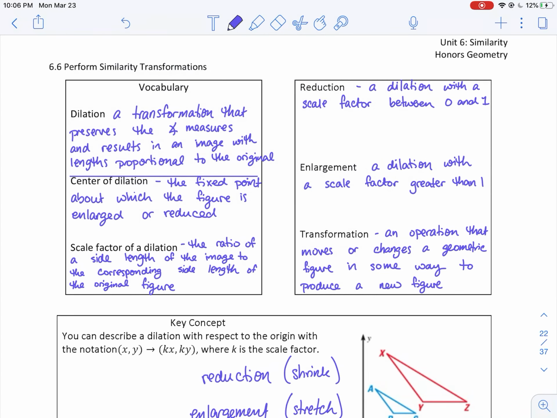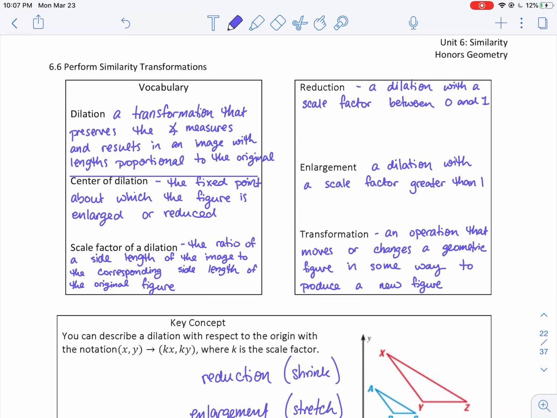Okay, awesome. So today we're talking about transformation. So dilations, that's a shrink or a stretch. The center of dilation is just the fixed point about which the figure is enlarged or reduced. And then the scale factor of dilation is the ratio of a side length of the image to the corresponding side length of the original figure. All right, and then a reduction is a dilation with a scale factor between 0 and 1. An enlargement is a dilation with a scale factor greater than 1.